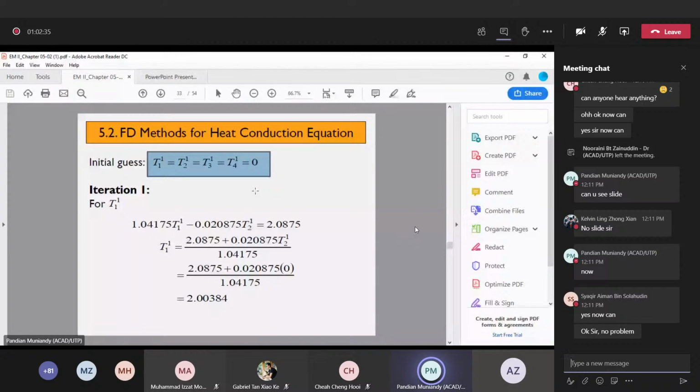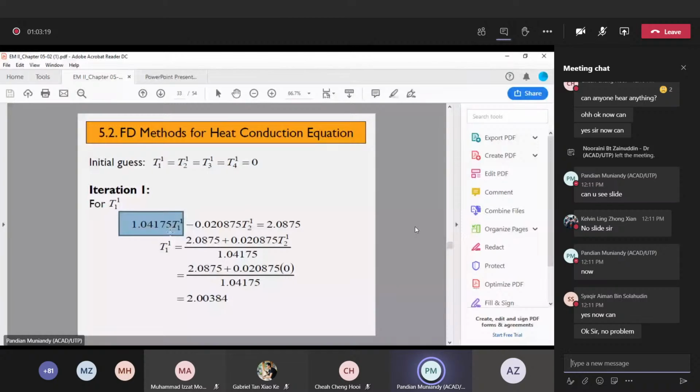So the theory says T1 superscript 1, T2 superscript 1, T3 superscript 1, and T4 superscript 1 are 0, because this is the starting point. We are now going to use a numerical methodology to solve. We call this iteration 1. In iteration 1, step 1 is to calculate T11. It's a new value. You can see the value is different from this one. From 0, you have already moved to 2.00384. So how do we get this?